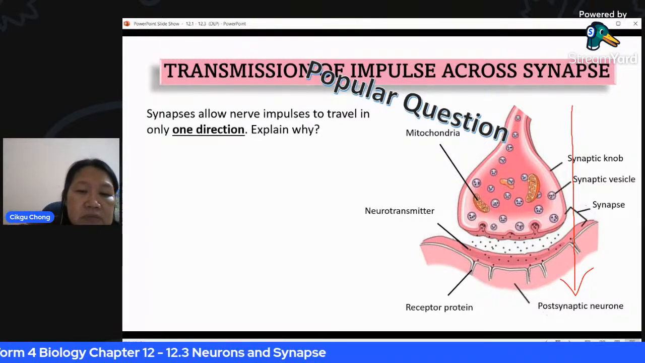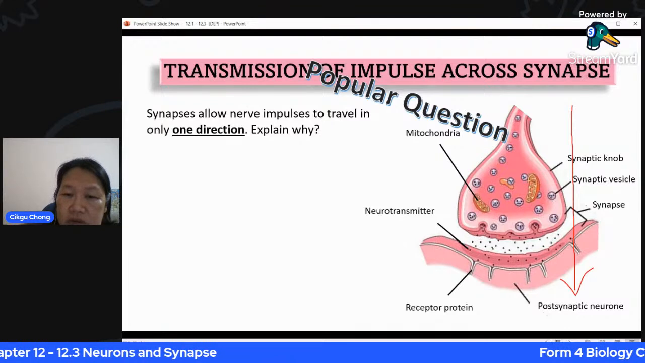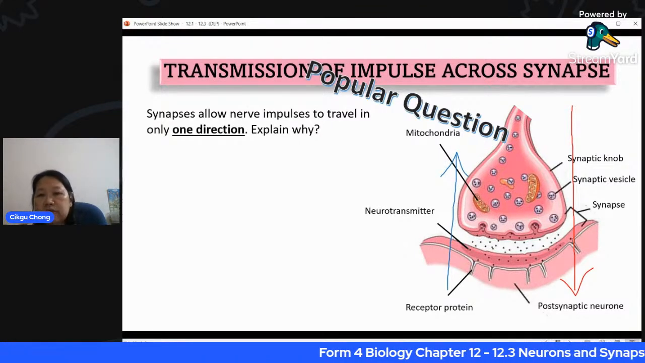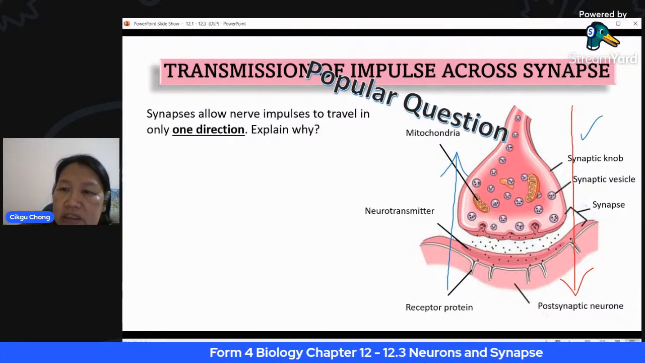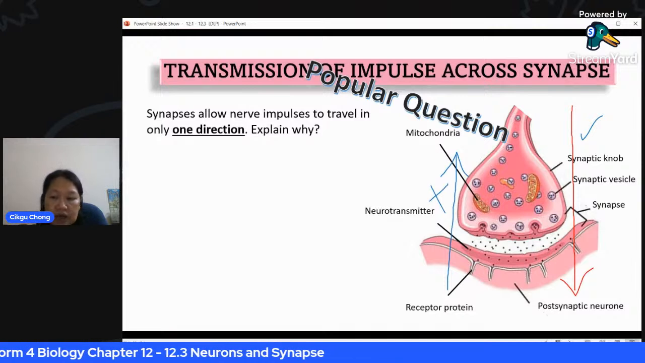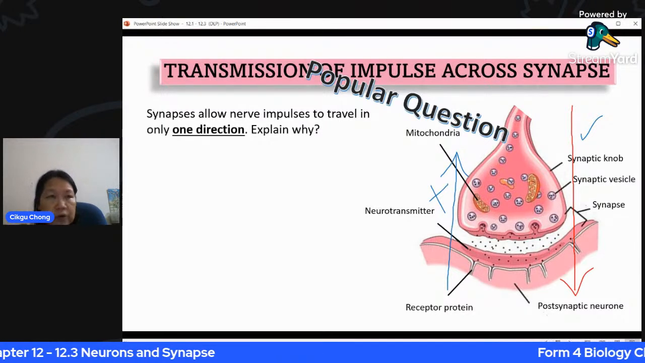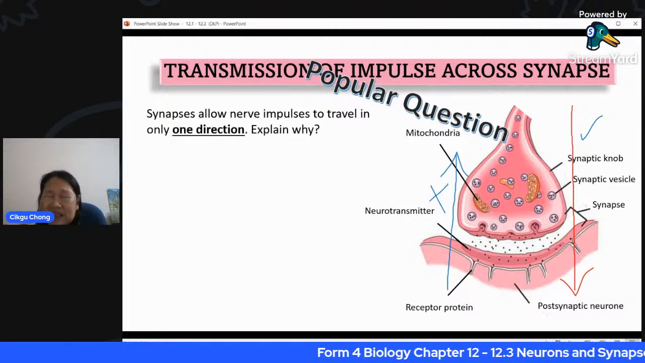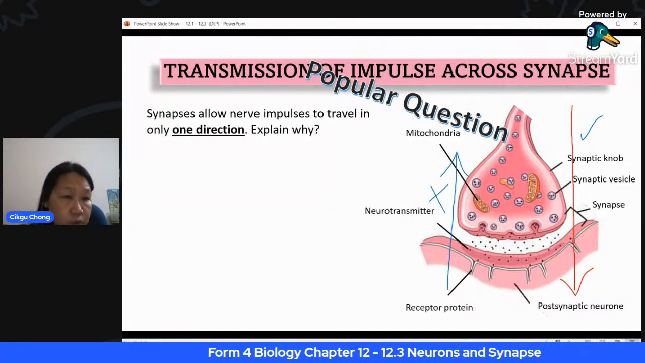Why is it not possible for the impulse to be passed on the other way? Only this direction is possible, this is not possible. There's a reason for this. Okay, how to write the answer? How are you going to explain why synapses allow nerve impulses to travel in one direction?